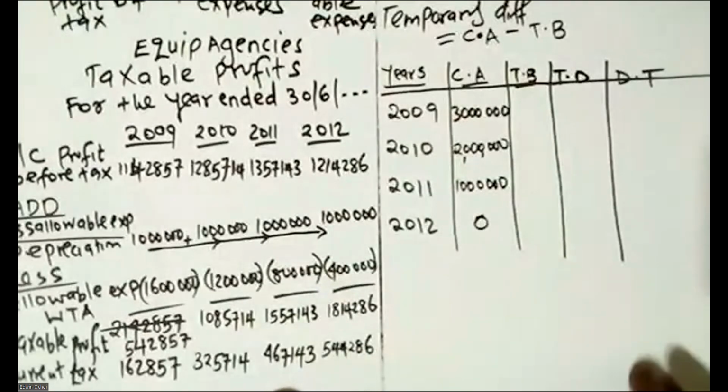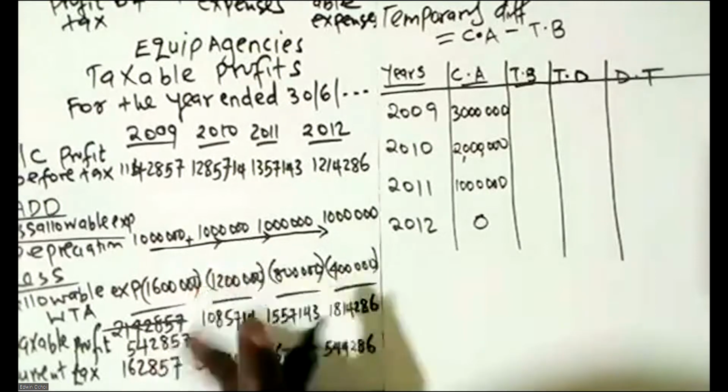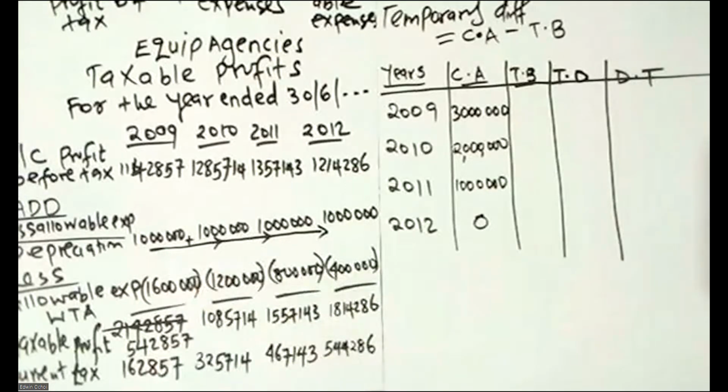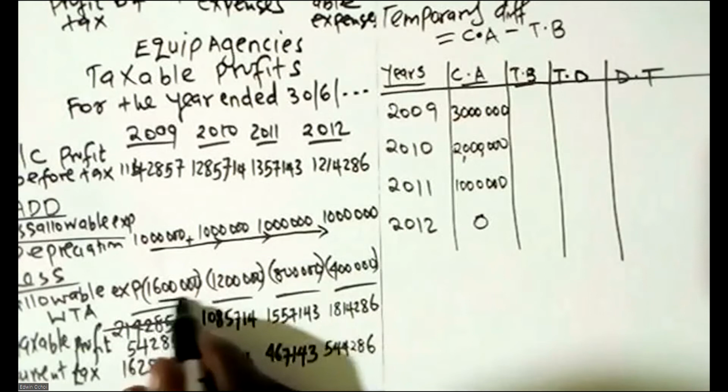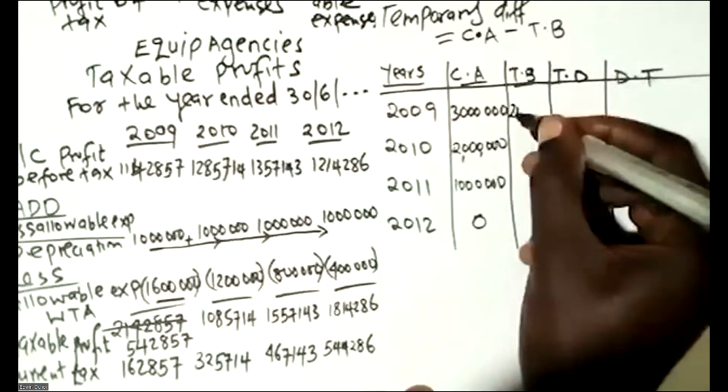Let's talk about tax base, cost minus accumulated capital allowance. So our capital allowance is all about the wear and tear allowances. So the first year is 1.6. The first year is 1.6. So you take 4 million minus 1.6. So you get 2,400, that is 2,400,000.